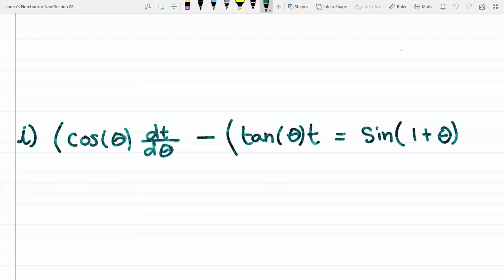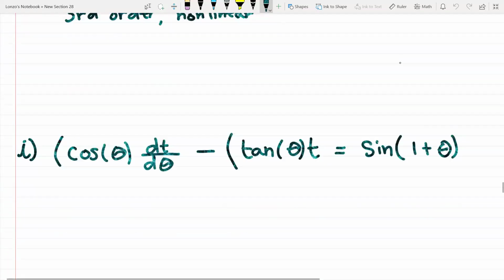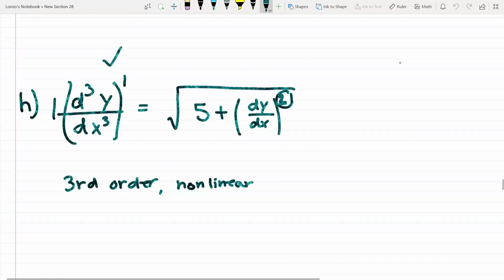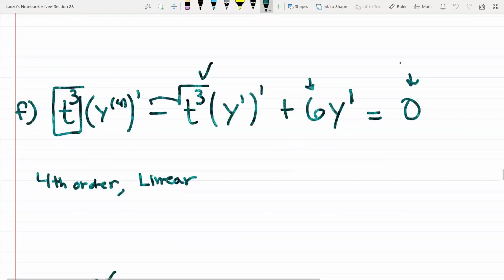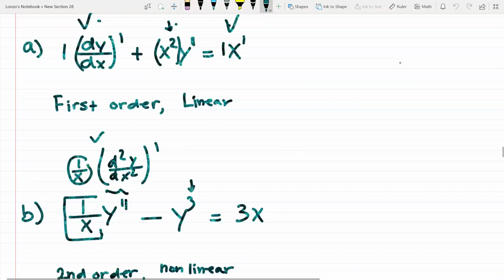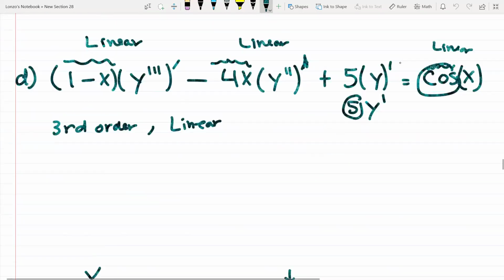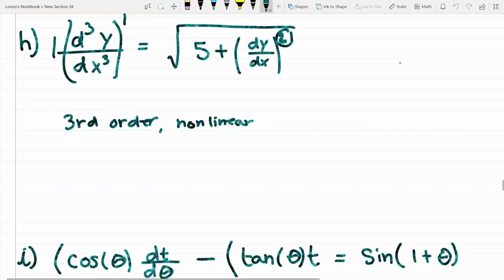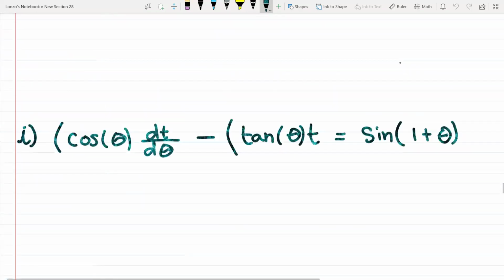Hello, this is part two of ordinary differential equations. So we are going to continue with letter I. In letter I, the direction says we got to find the order and determine if it's linear or not. Okay, so on I, let's look at the order.